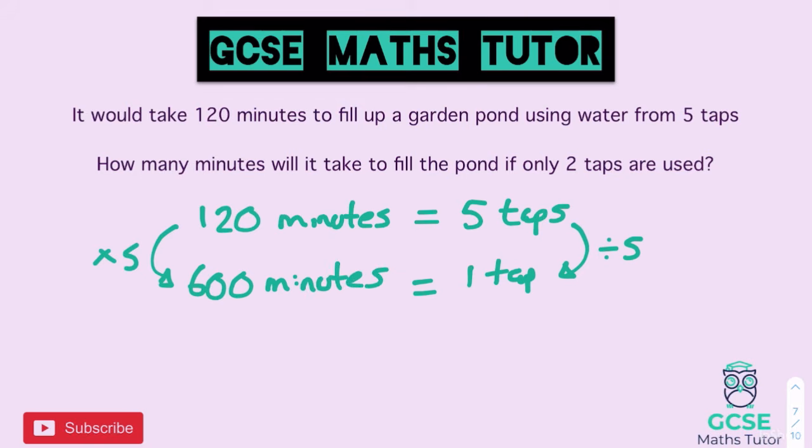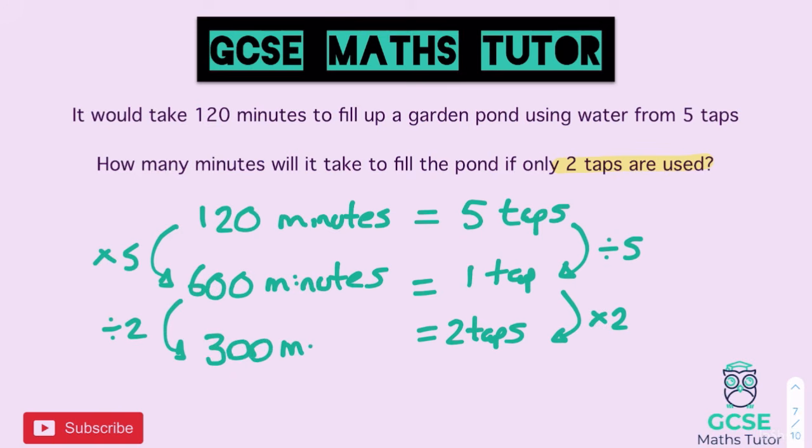Now for the next step, we want to know if only 2 taps are used, how long would it take? So to get to 2 taps, we would multiply this side by 2, which gives us our 2 taps. And that means that on the left here, our time is going to decrease by 2. So we are going to divide it by 2. So that's going to give us in total 300 minutes. And again, we are making some assumptions here that all the taps run at the same rate. And of course, if they don't, it could take longer or it could take less time than the 300 minutes. But there we go, that is our final answer.